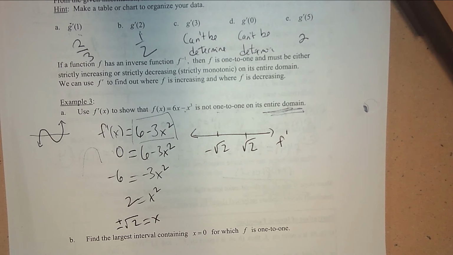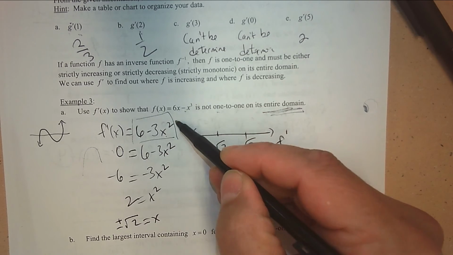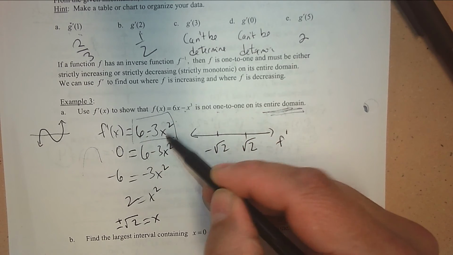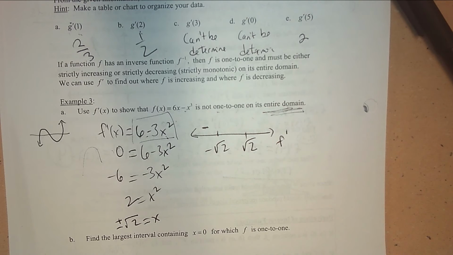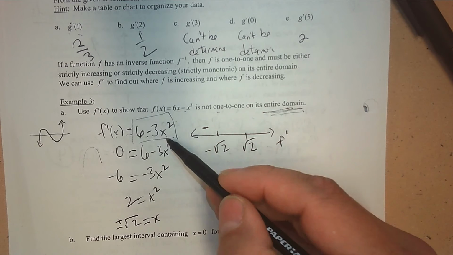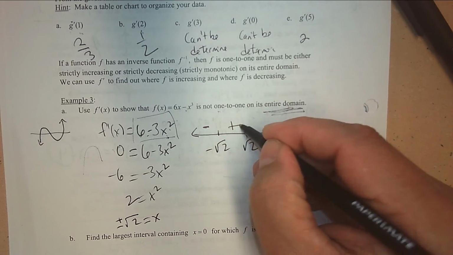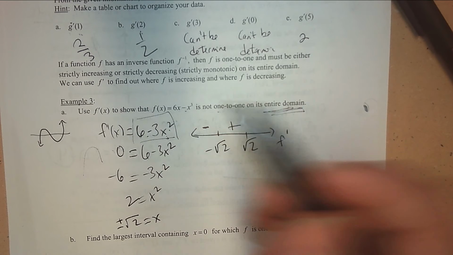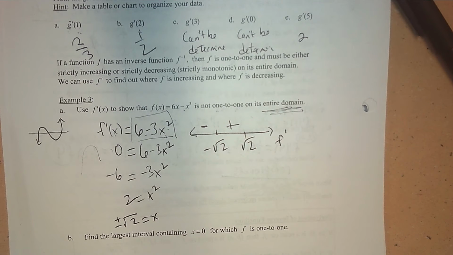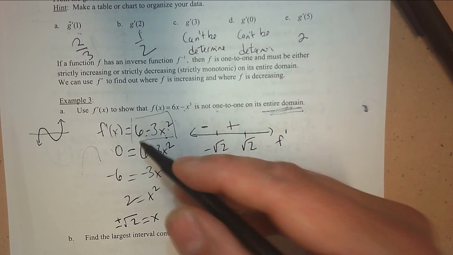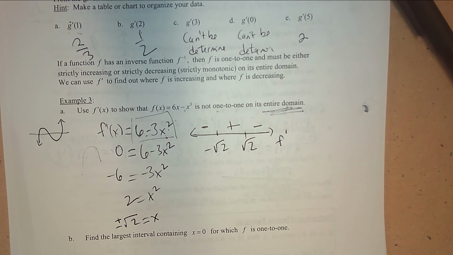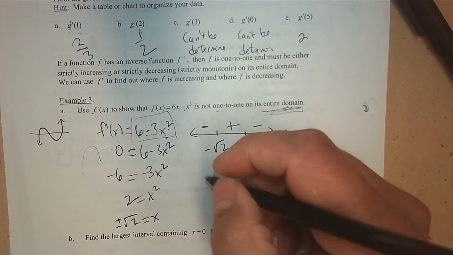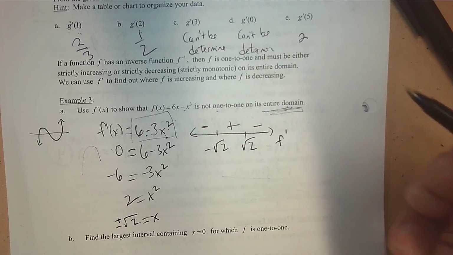So negative 2. If you plugged in negative 2, what would you get? 6 take away 12, which is negative. You get what I'm saying? Now, what's a nice number between negative root 2 and positive root 2? 0. If I plug in 0, what do you get? 6, right? Good. And plug in a huge number, and the answer is going to be negative. What do you notice? It's not monotonic. Why? Because it switches.